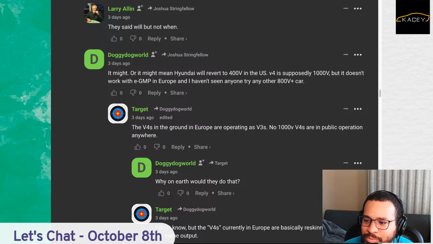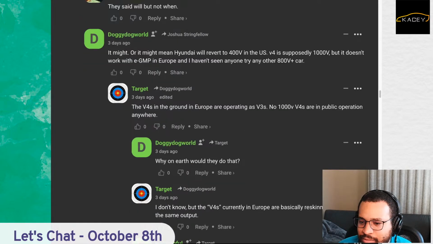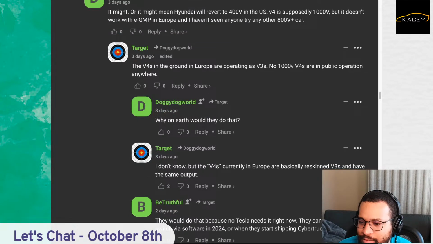V4 is supposedly 1,000 volts, but doesn't work with UTMP in Europe. Well, it's because it's not a full V4 in Europe. It's a V4 pedestal. The V4s in the ground in Europe are operating as V3s, so no 1,000-volt V4s are in public operation anywhere. Yeah, that's true. Why on earth would they do that? Money! Because now you don't have to go back and replace all these V3 pedestals when you pop in V4 equipment on the back end.